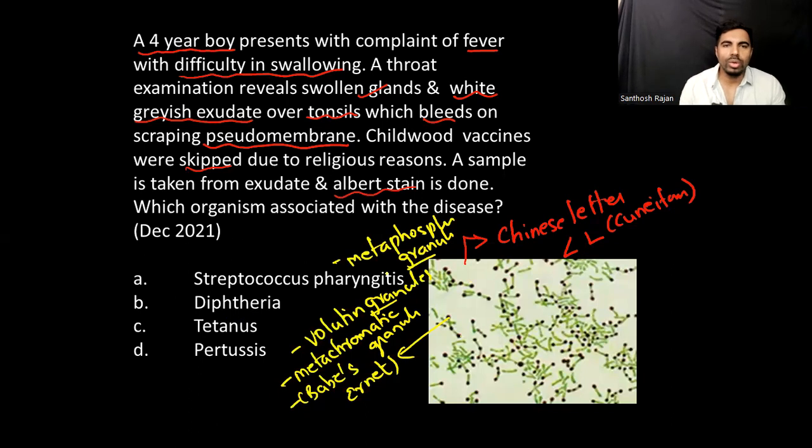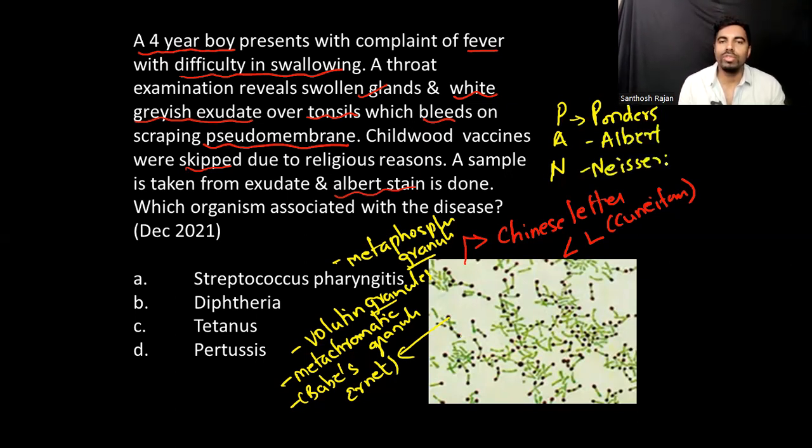Now, we'll rule out the other options. Ideally for the special stain, not only Albert, there is a clue for that: paan. Paan khane mein diphtheria aata hai. When you take paan, you'll get diphtheria. These are the special stains for staining the granules. What are they? P for Ponder stain, A for Albert stain, N for Neisser stain, N-E-I-S-S-E-R.